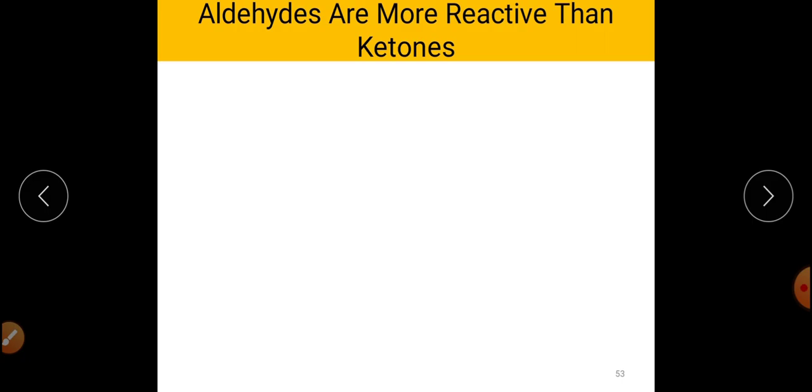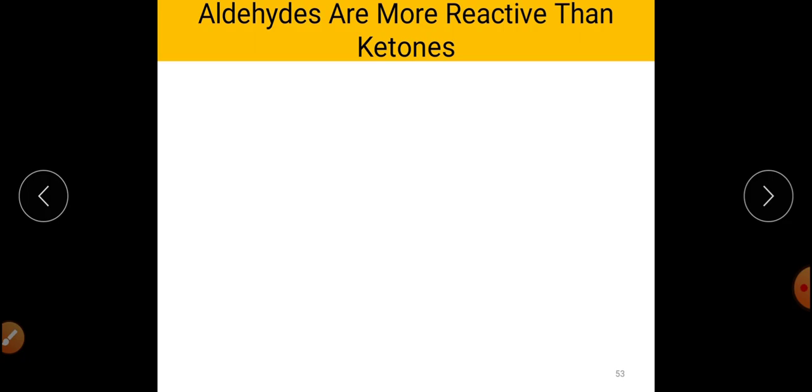Now we have two different molecules, aldehydes as well as ketones, and they have different groups associated with them. In the case of ketones, we have two R groups, and in the case of aldehydes, we have one R group and one hydrogen. So there must be some difference in their chemical properties, in their reactivities towards nucleophiles.